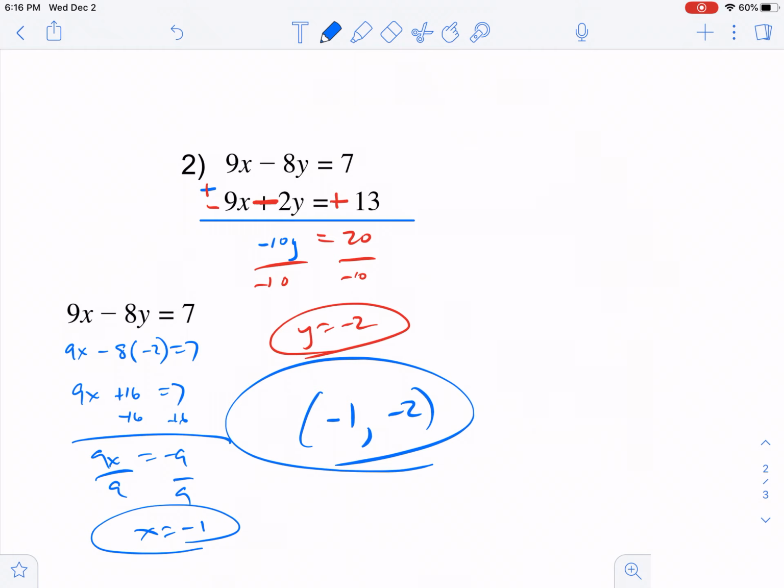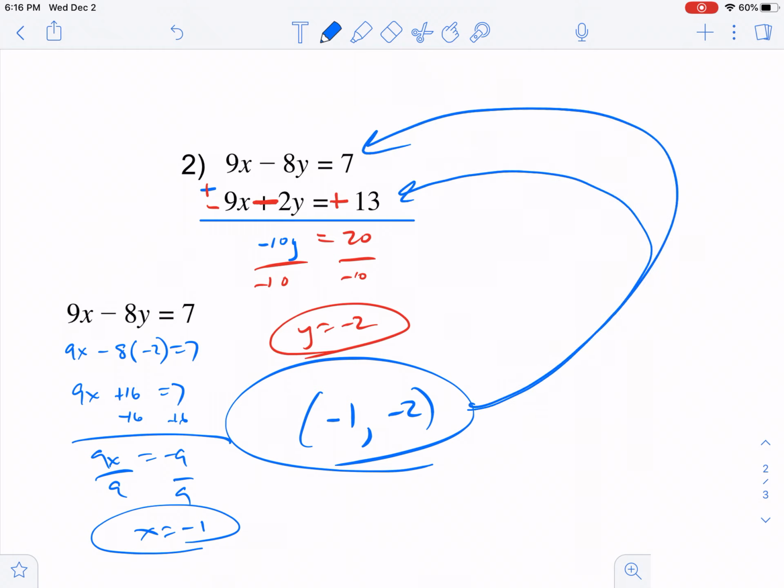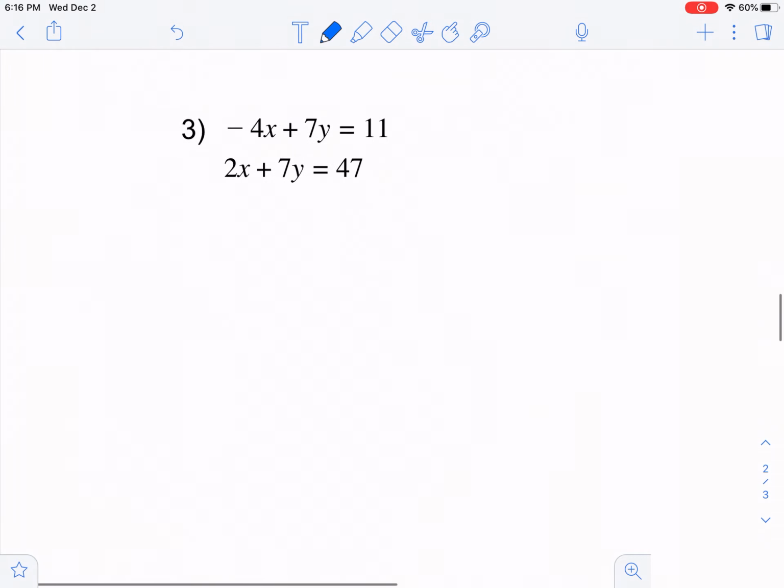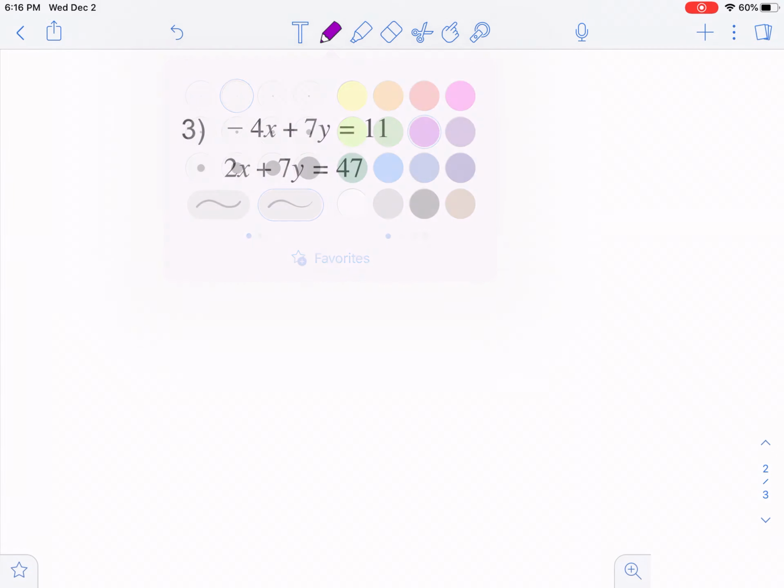If I don't believe that that works, it should work with this one. It should work with both equations. If it does not work with both equations, I've done something wrong. And it happens. I do wrong things all the time. So check your work, which I did not do. But you can. Moving on.